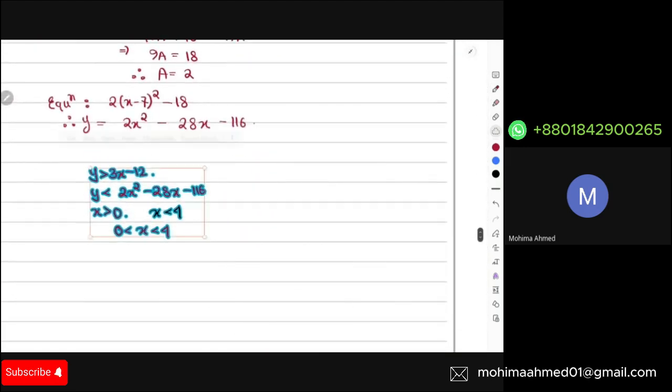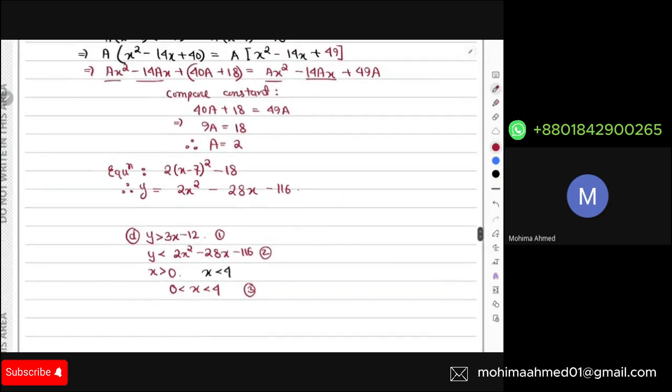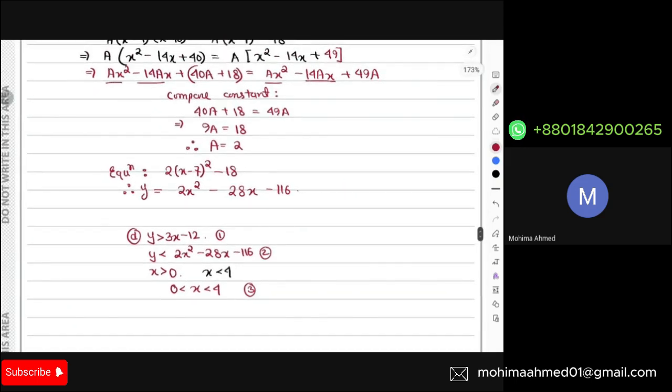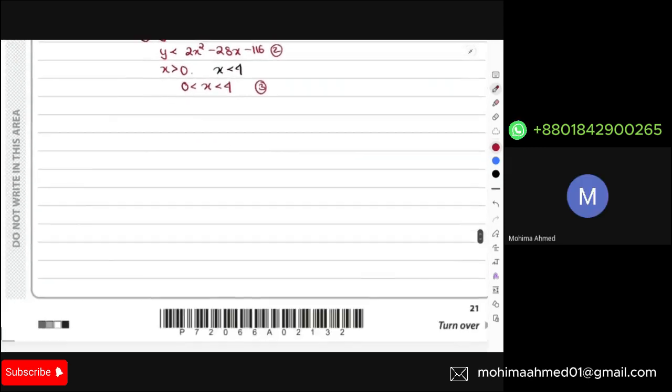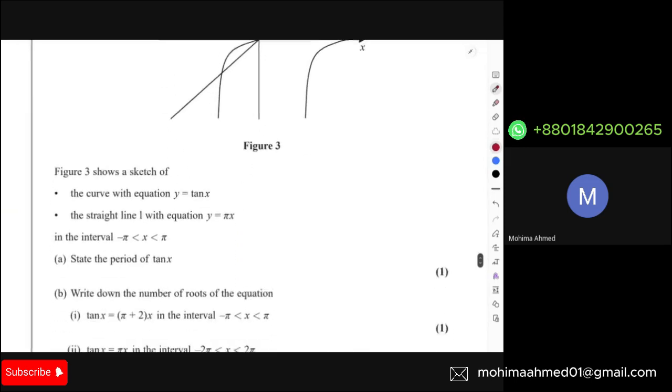So this is your working for part D, I think, right? This is one inequality, two inequalities, and your third inequality. Any problem for the inequalities part? No, miss. Okay, if there is no problem, then let's quickly move on.